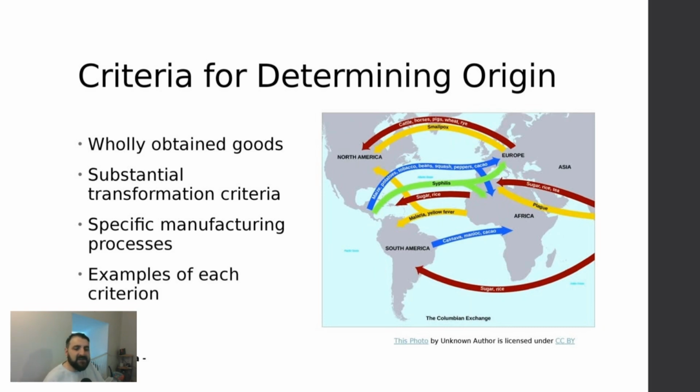Second, the substantial transformation criteria. This means that a product has been significantly changed in one country. For instance, if car parts from different countries are assembled into a complete car in Germany, that car is substantially transformed in Germany. And third, a specific manufacturing process. Some products need to go through certain steps in a country to be considered as originating from there. For example, textiles may need to be woven or dyed in a specific country to meet the origin rules. These criteria help determine where a product truly comes from, which is important for trade rules and tariffs.